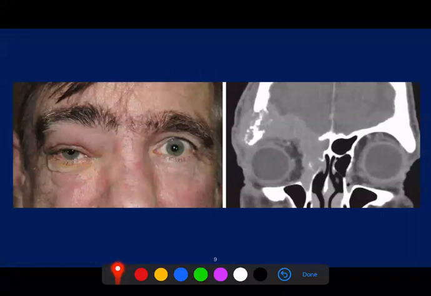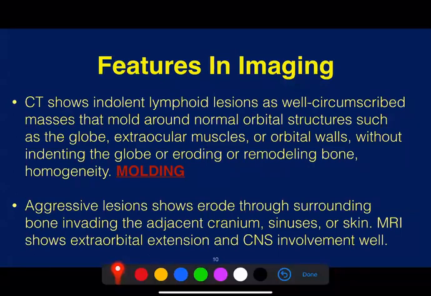So this one is obviously malignant. So doing a minimal biopsy will help in diagnosing what type of lymphoma this is, instead of doing a radical surgery. Okay, so features of imaging. So again, the keyword is molding.